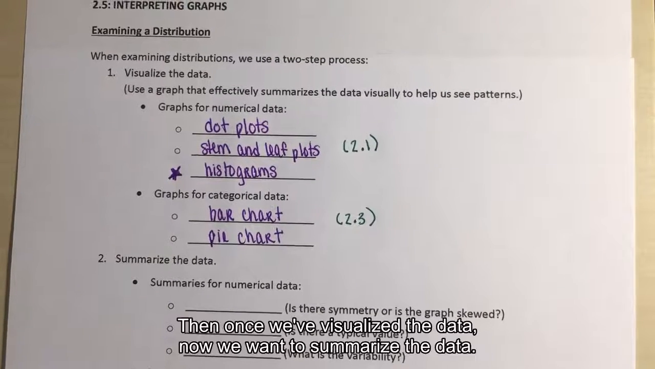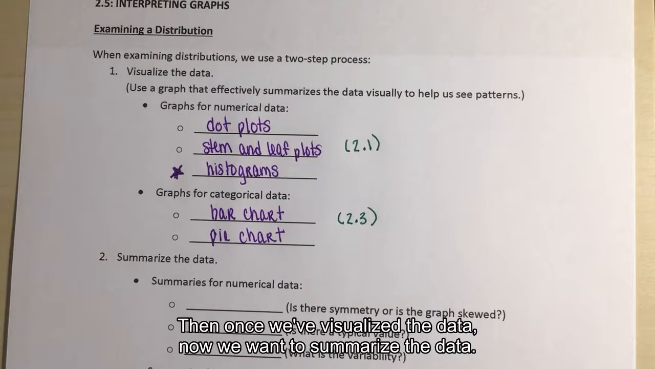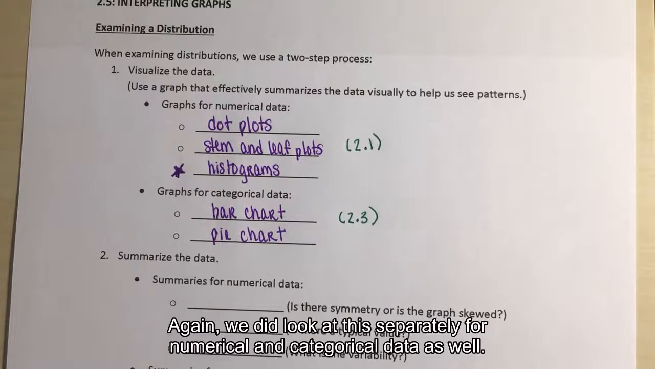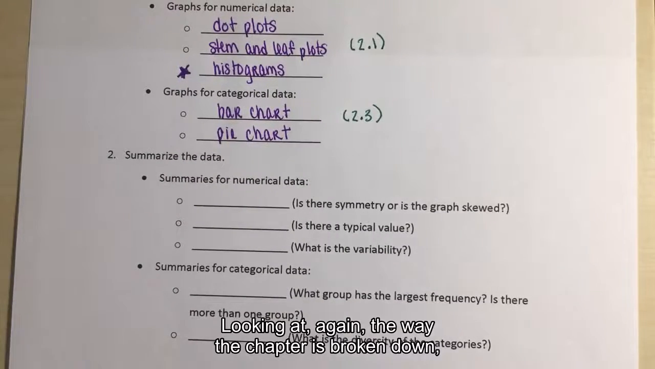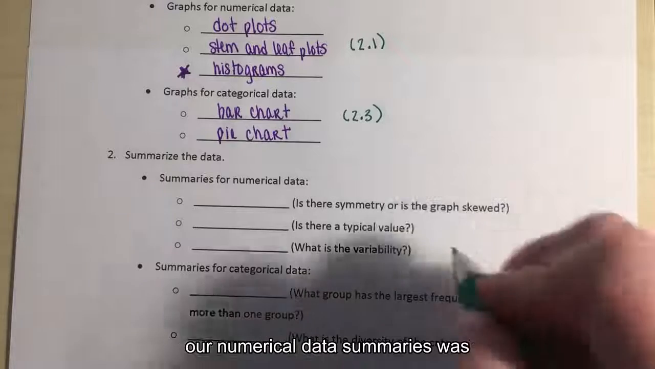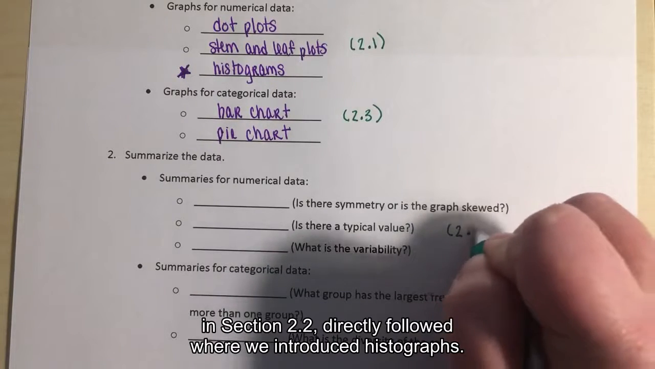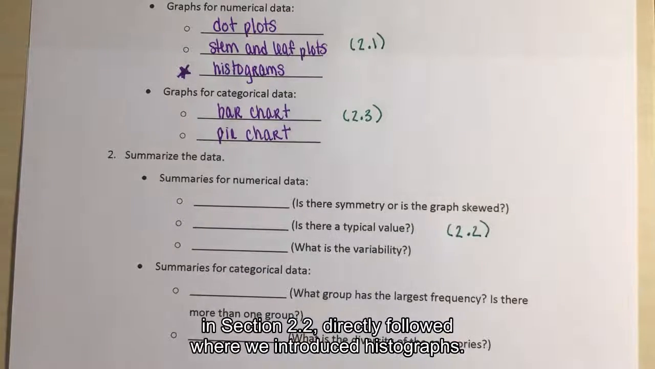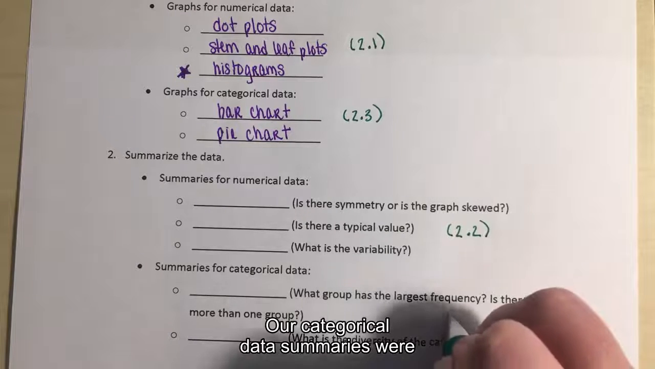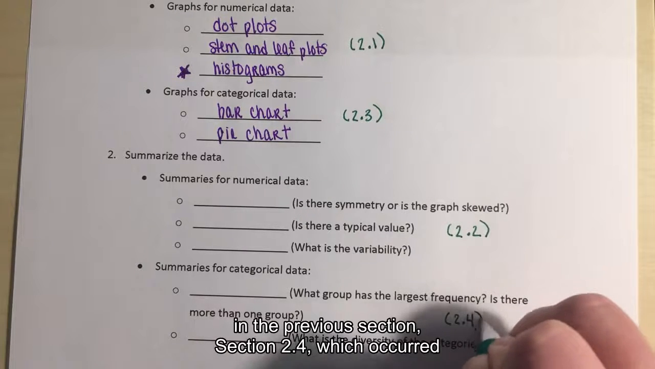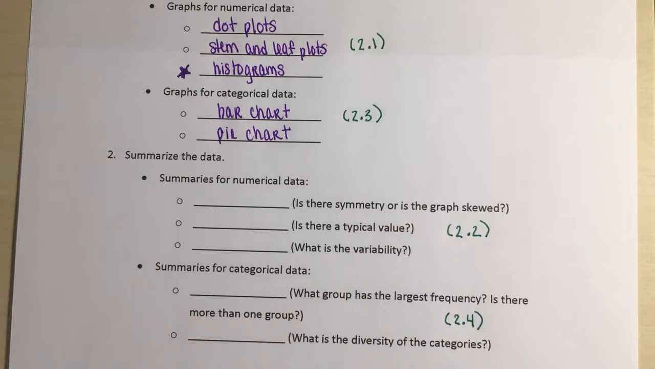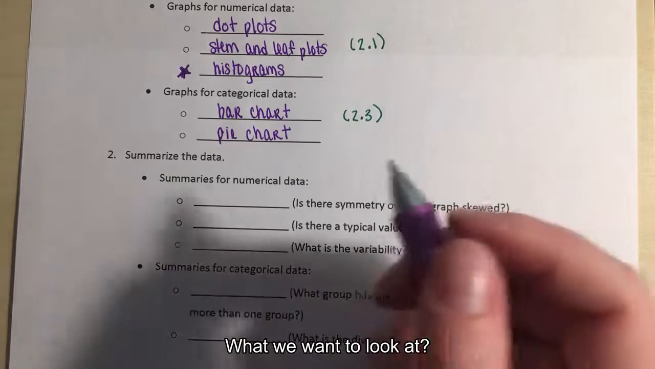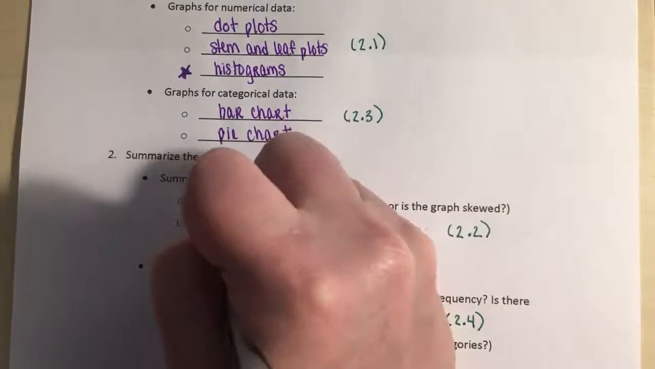Then once we visualize the data, we want to summarize the data. Again, we looked at these separately for numerical and categorical data as well. Looking at the way this chapter is broken down, our numerical data summaries were in section 2.2, which directly followed where we introduced our graphs. And our categorical data summaries were in section 2.4, which occurred after we talked about those categorical data graphs.